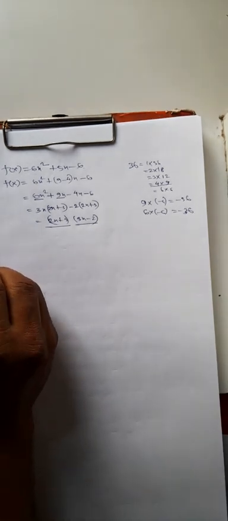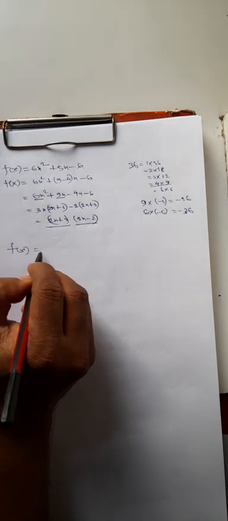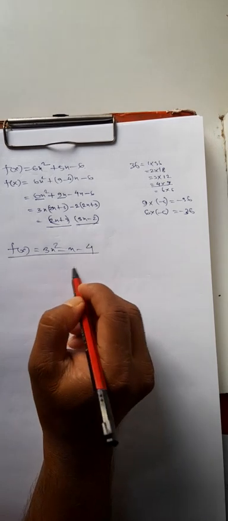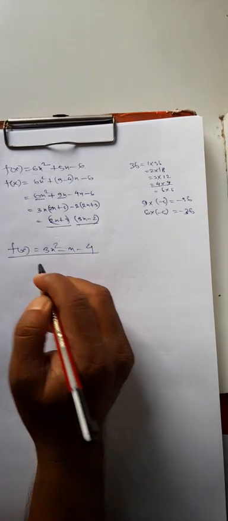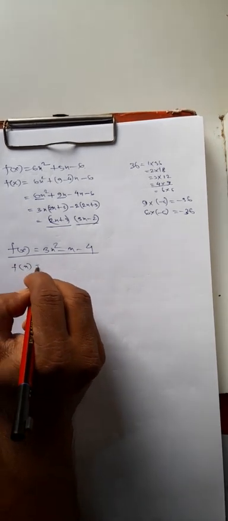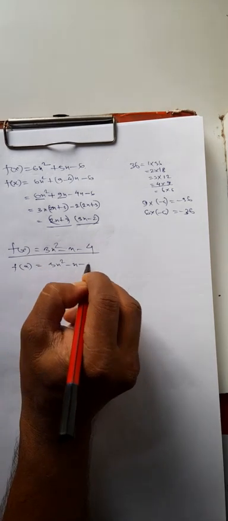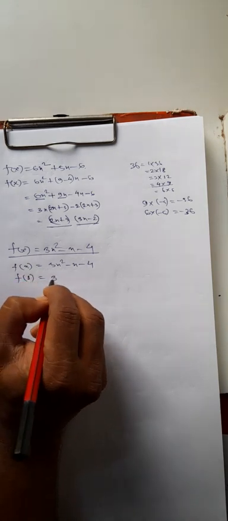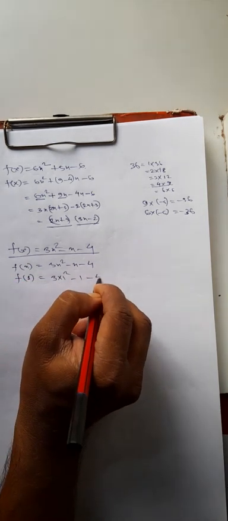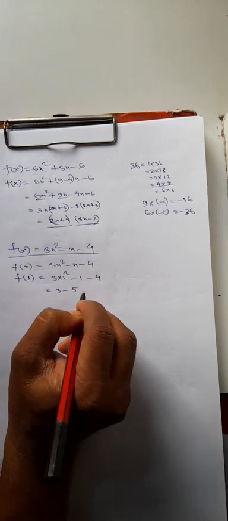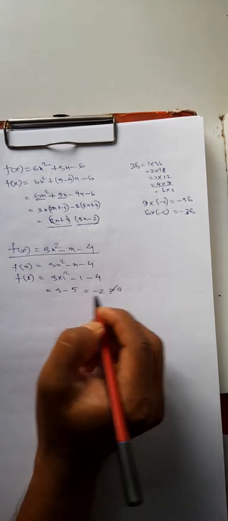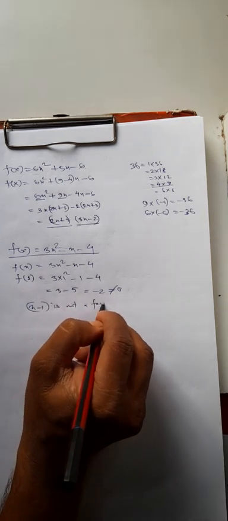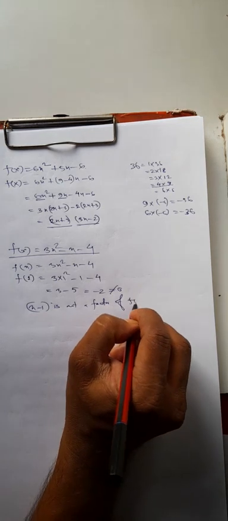Now take another example. Suppose f(x) = 3x² − x − 4. Can we try to do it by the factor theorem? Put x = 1: 3 into 1 squared, minus 1, minus 4, which is 3 − 5 = −2, not equal to 0. So x − 1 is not a factor of f(x).